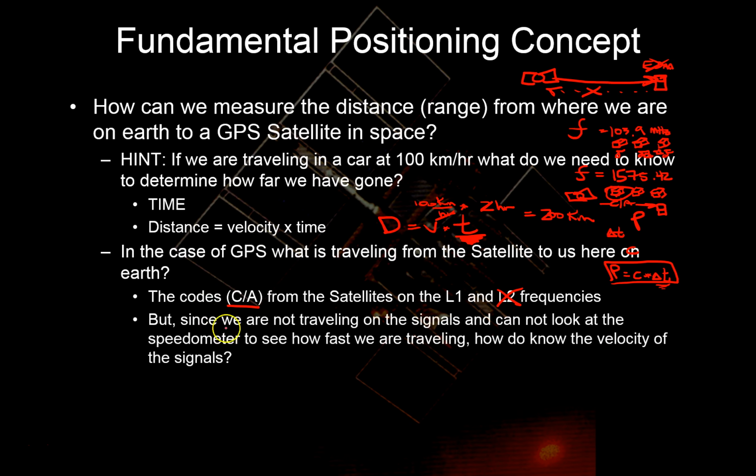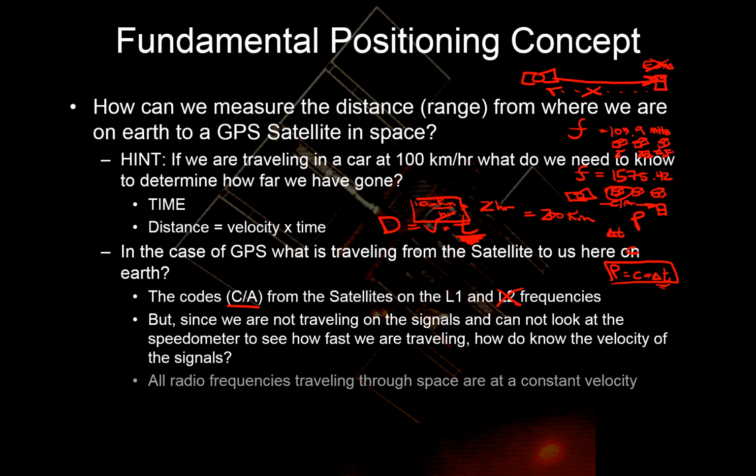Since we're not traveling on the signals, it's not like we're in our car and can look down and see how fast we're traveling. How can we determine how fast a signal is traveling? Thanks to Einstein and physics, we know that electromagnetic energy, and that's all the CA code really is, information modulated on an electromagnetic signal, on a frequency, travels, at least in space, in a vacuum, at a constant velocity, which is the speed of light.